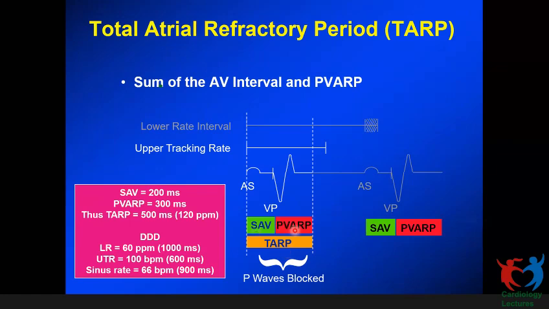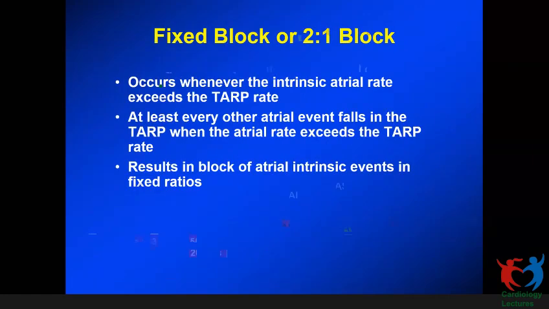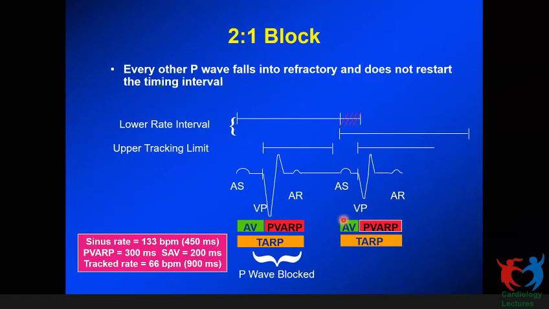In this case, the TARP is 500 millisecond. We also said that because the TARP is 500 millisecond, if the patient has a sinus rate faster than 120 beats per minute, the PP interval is going to be shorter than 500 millisecond, and the next P wave might fall here, which would not be tracked. And if the patient has an AV block, then there will be no ventricular pacing happening. So that's how the 2:1 pacemaker block happens.